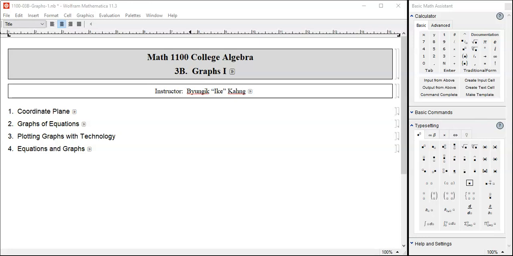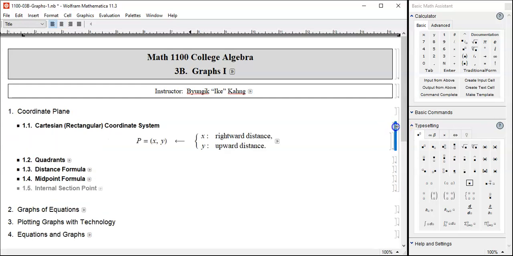Hello students, let us now begin chapter 2 of our textbook. And the very first topic is the coordinate system.